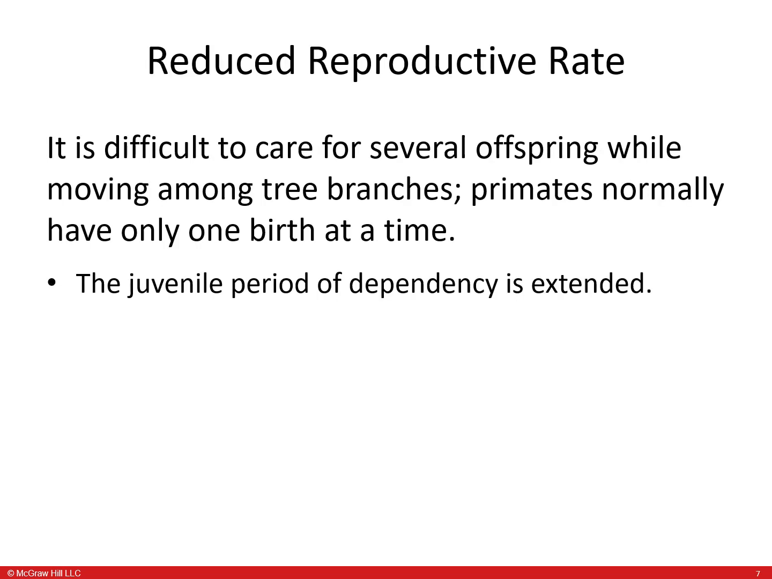Primates have reduced reproductive rates, since it is difficult to care for several offspring while moving among tree branches. So primates normally only have one birth at a time, and the juvenile period of dependency is extended.